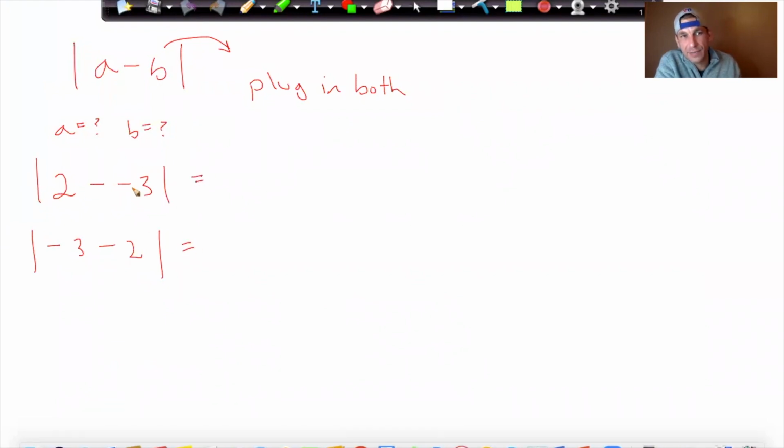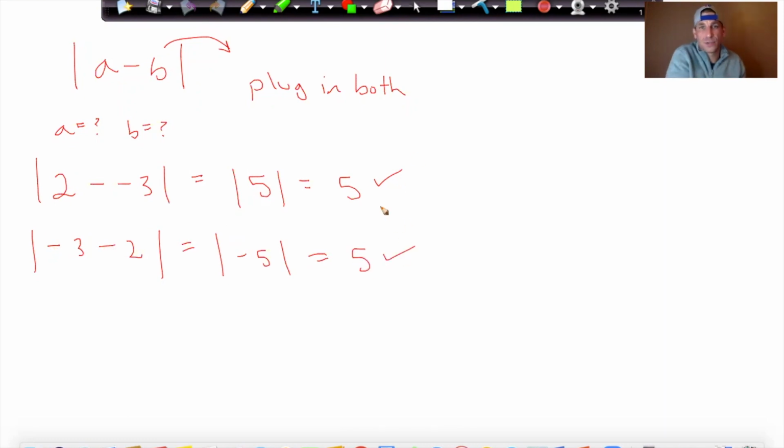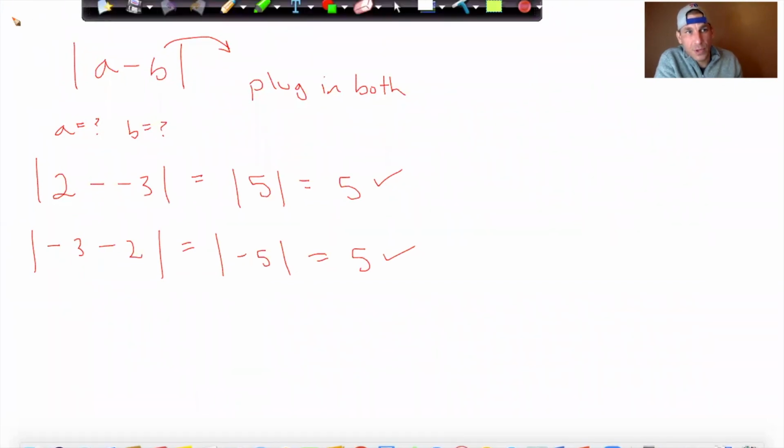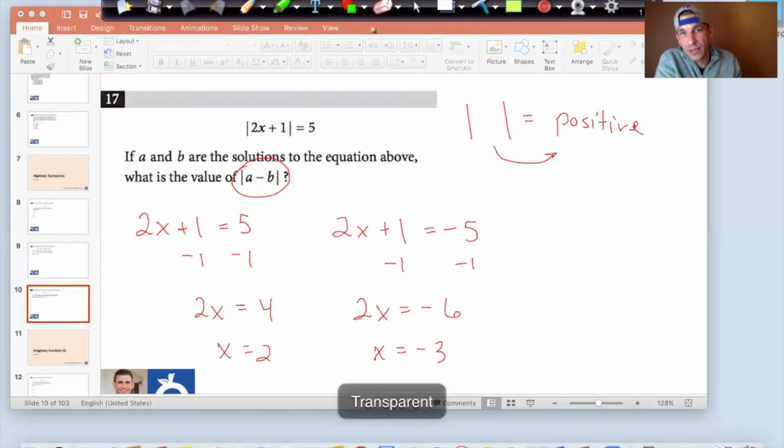And I have 2 minus negative 3, which is going to become 5. Absolute value of positive 5 is 5, so that works. And then here I have negative 3 minus 2, which is the absolute value of negative 5, right? Negative 3 minus 2 is negative 5. So this actually is also 5, so both of these work, as you see. So this does work in this instance. Yeah, okay, so 5 is definitely going to be your answer. So 5 is our answer.